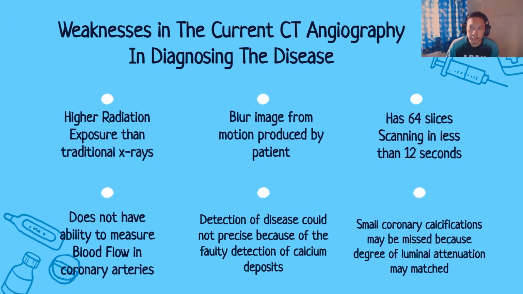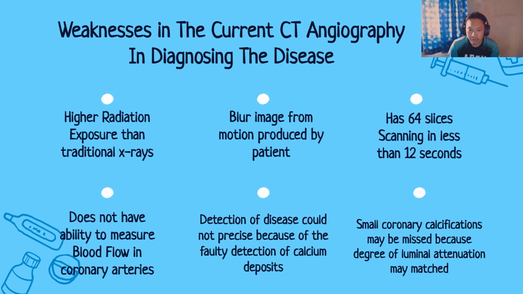Let's proceed to the diagnosis in the current CT angiography in diagnosing the disease. The first one, it has a higher radiation exposure than traditional X-ray. Second, blurred images from motion produced by the patient. And third, it has 64 slices scanning in less than 12 seconds. If we increase it to more than 64 slices, it will optimize the technique.